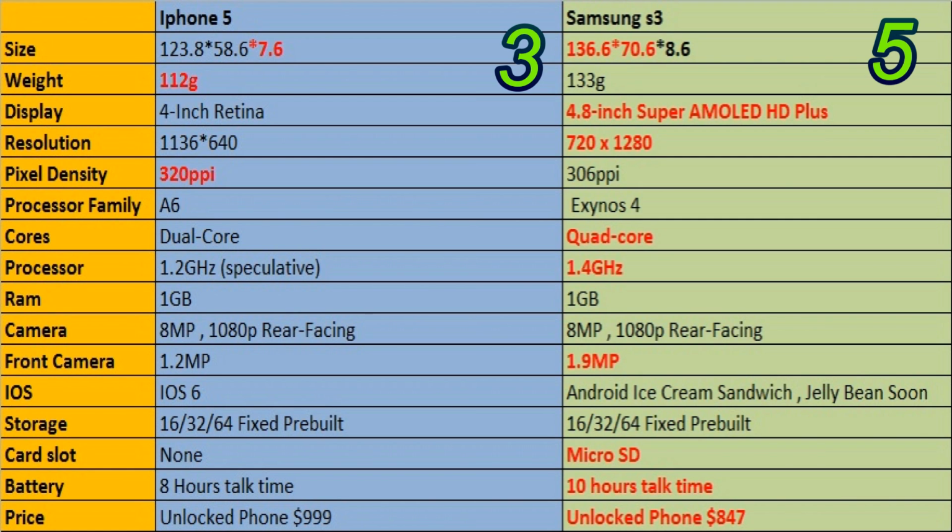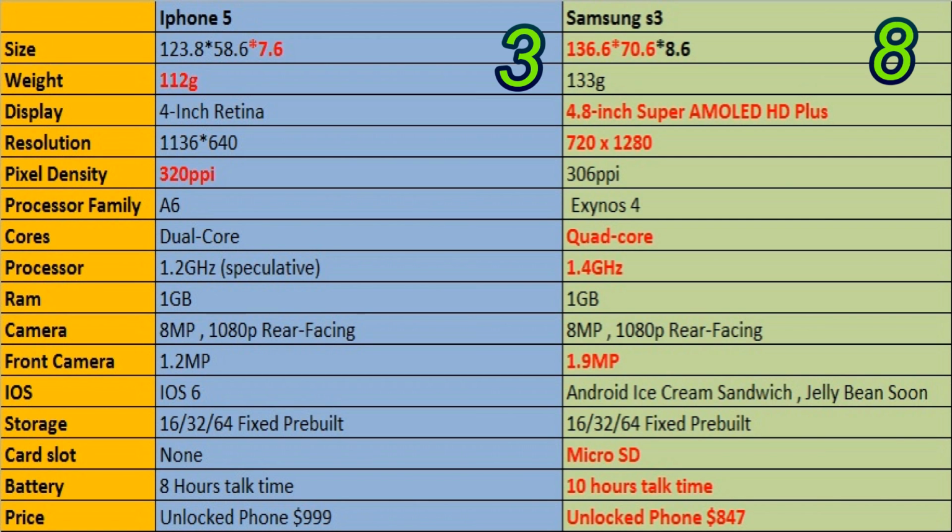And now for the RAM, we do have 1 GB each. The camera as well, it's the same for both the phones. The only difference is that the Galaxy S3 has a substantially better front cam, being at 1.9 megapixels in comparison to 1.2. The operating systems: iOS 6 for the iPhone 5, and for the Samsung we have Ice Cream Sandwich and hopefully Jelly Bean soon.